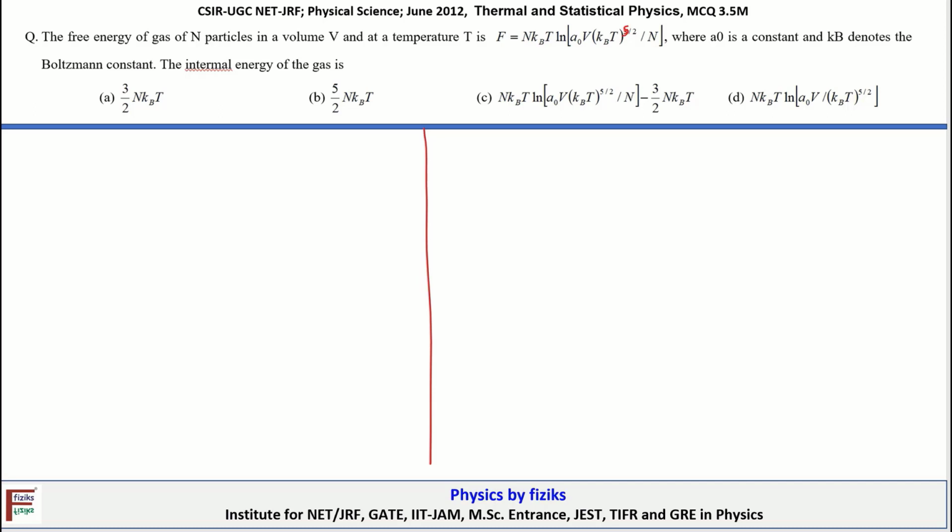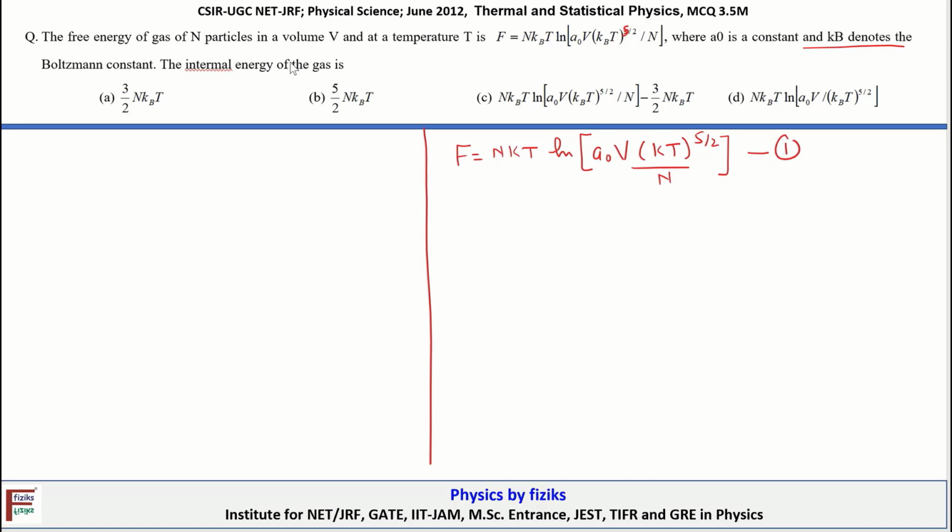So let's take a look at the next problem. The statement is: the free energy of a gas of N particles in a volume V and at a temperature T is given by the expression F equal to NkT ln of A0 V into (kT) to the power 5/2 divided by N. Let's call this equation 1, where A0 is a constant and k is the Boltzmann constant.